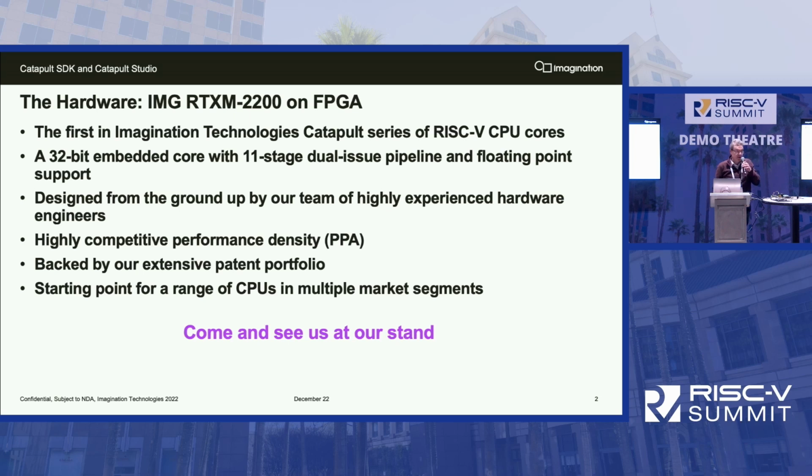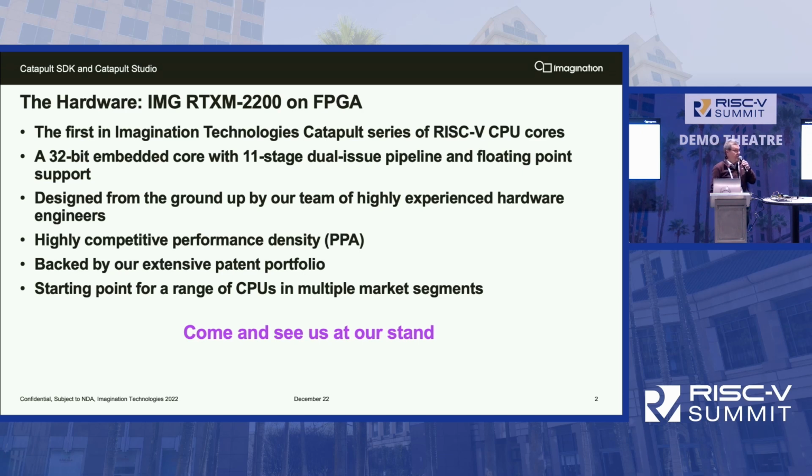So Imagination, fairly new to RISC-V, but we're investing very heavily. We've built up a really good team of hardware engineers and, of course, verification people, most importantly. So this is our first core. It's a 32-bit embedded core, 11-stage dual-issue pipeline, floating point support.